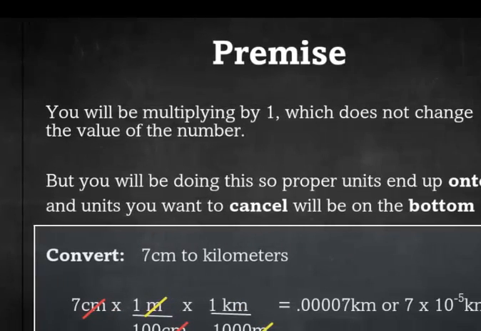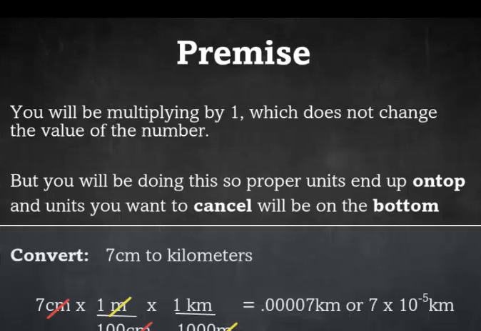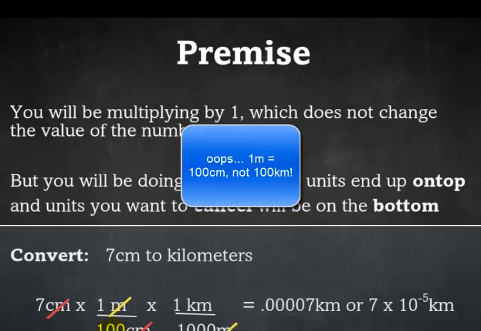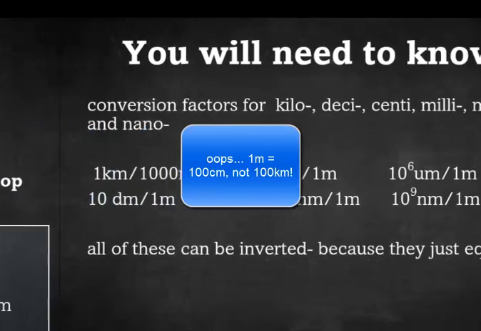So let's get started. When we use factor label or dimensional analysis, the idea is that you're going to multiply by 1. And you can multiply any number by 1 and not change the value of that number. We are going to multiply by 1 in such a way that we end up with the unit that we want. So if we're going to convert 7 centimeters to kilometers, then we are going to multiply by 1 so that we get this 7 centimeters in meters, and then from meters we're going to go to kilometers. Now 1 meter and 100 centimeters are the same thing, so I'm multiplying by 1 here, and 1 kilometer and 1,000 meters are the same thing. So I'm multiplying by 1 here, but I'm doing it in such a way that I end up with kilometers. So that's the premise of factor label, dimensional analysis.